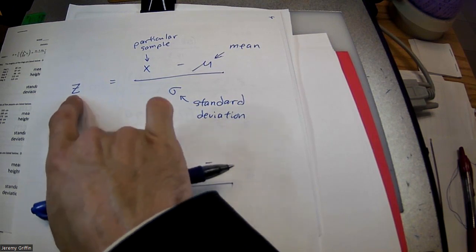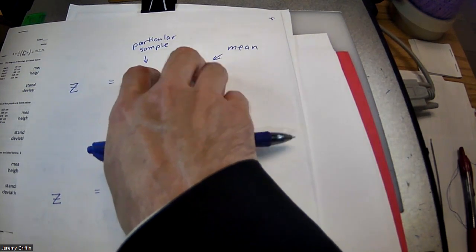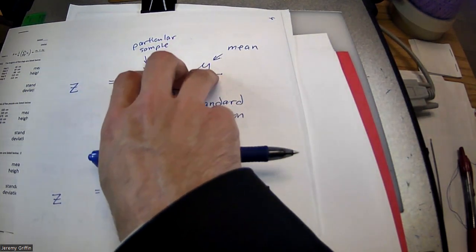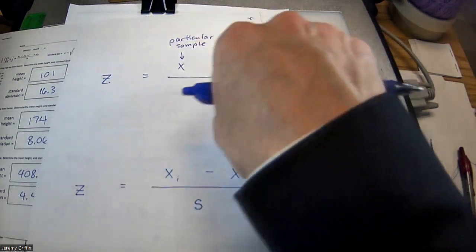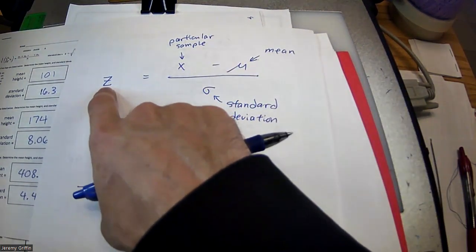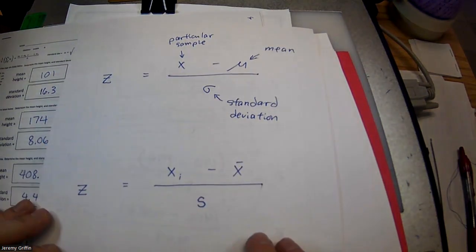For example, if you were exactly 1 standard deviation above the mean, you take the difference, you get, for example, 16.3, and divide by 16.3, that will come out to exactly 1.0. So the Z-score is a count of how many standard deviations from the mean a particular case is. Right. Let's run some numbers.